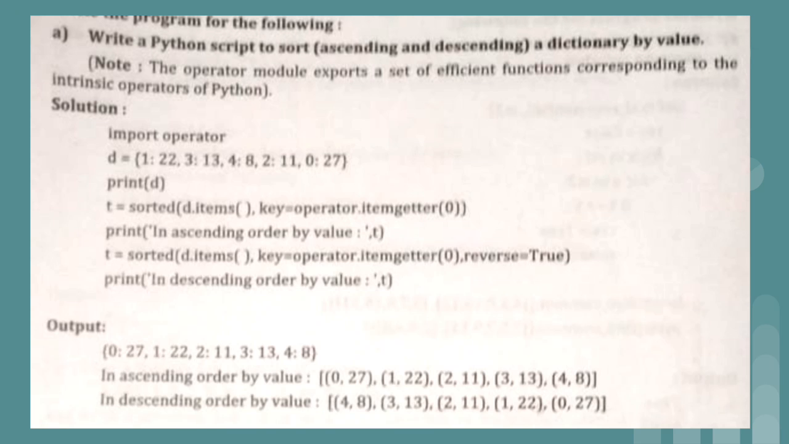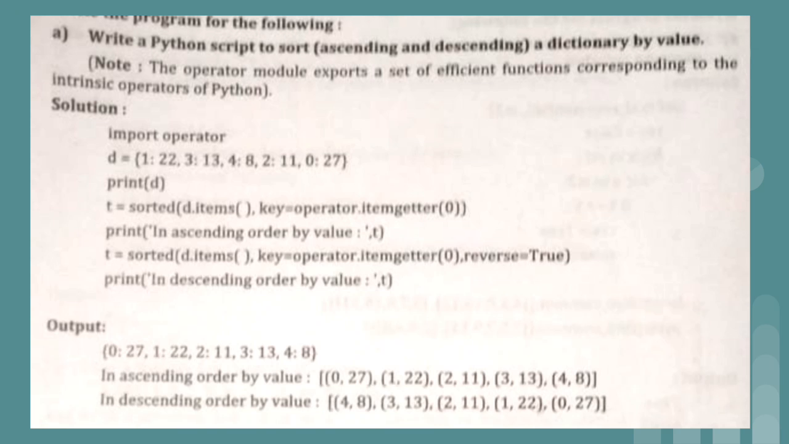And why are we writing this second parameter? Because we want to sort the dictionary according to the key, not according to the values. According to the values means, see the values, that is 22, 13, 8, 11 and 27. If you want to sort these numbers, then we don't need to use key equal to operator dot itemgetter. Just write sorted into round bracket d dot items and then close the round bracket of the sorted method. So you will see the output sorted according to the values.